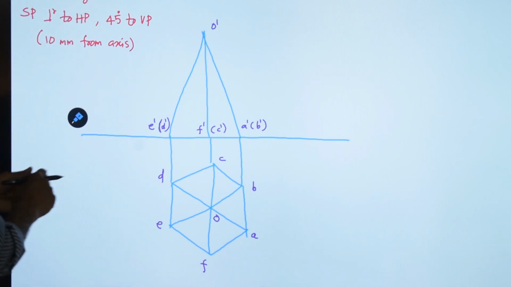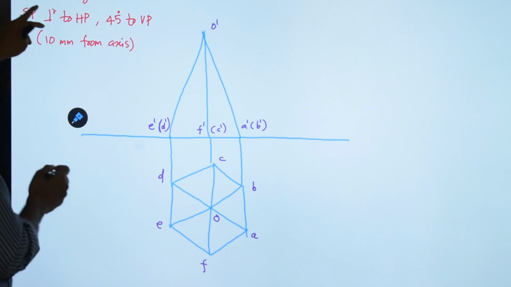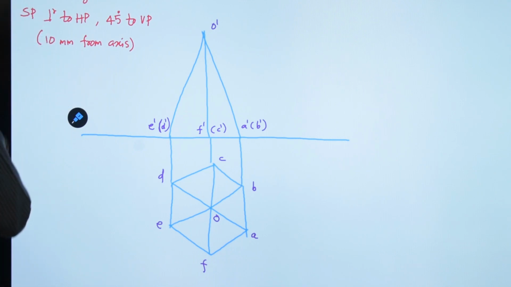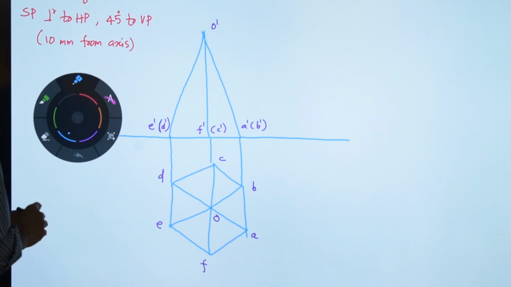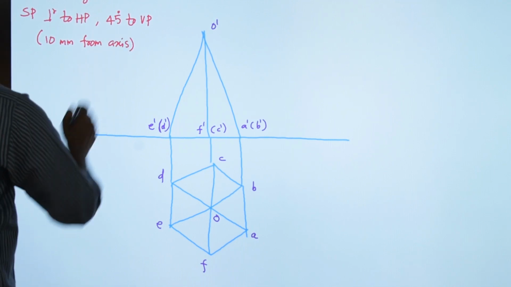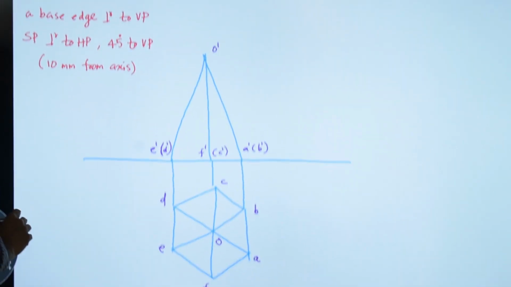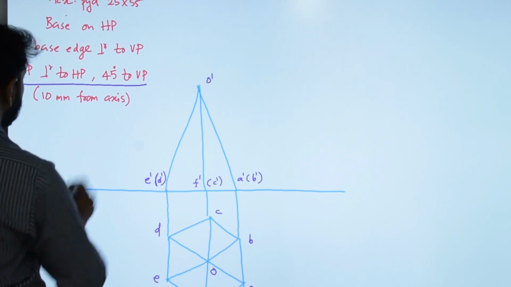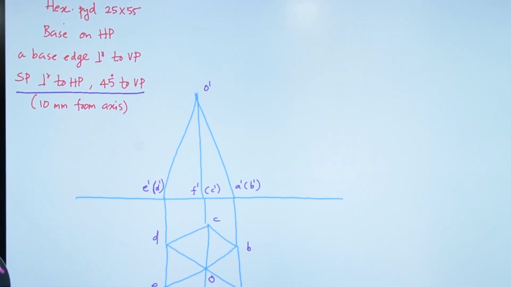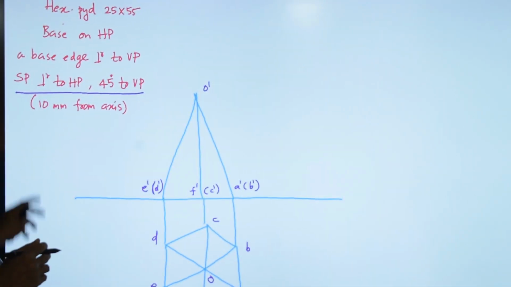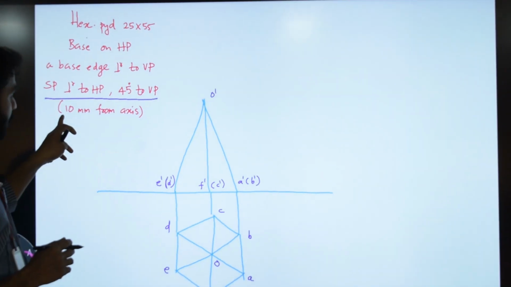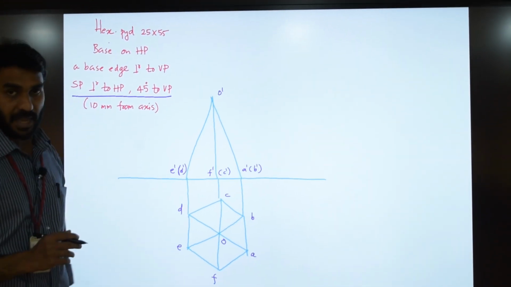Now the next step we have to do is we need to introduce the section plane. It is given that the section plane is perpendicular to HP and 45 degree inclined to VP. So this is the position of the section plane. It is perpendicular to HP and 45 degree inclined to VP, and there is one more condition given. It should pass through a point which is 10 mm away from the axis.